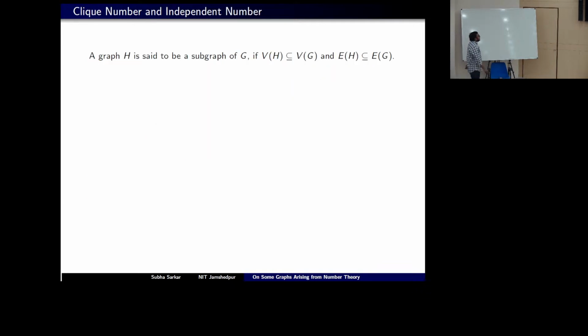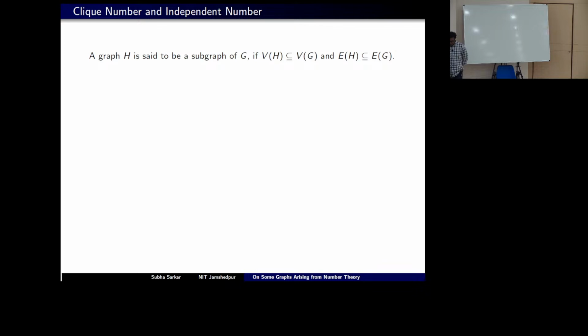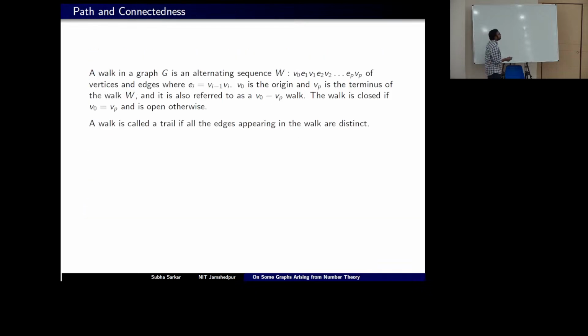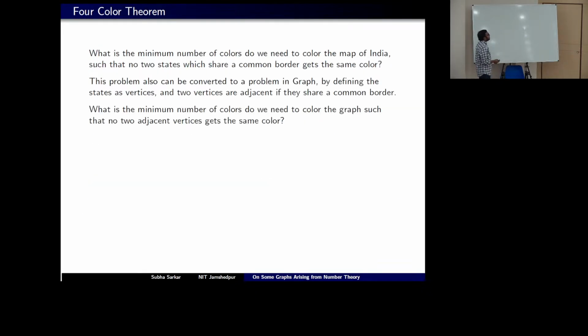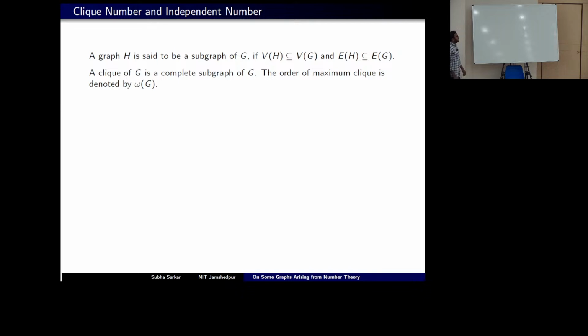Okay, now I define something called the clique number and the independence number. A graph H is said to be a subgraph of G if the vertex set of H is a subset of the vertex set of G, and the edge set of H is a subset of the edge set of G. And a clique is nothing but a complete subgraph of G, and the size of the maximum clique is denoted by omega of G. So if for some graph omega of G is equal to 4, that means it has a K4 inside that graph but not any K5. That is the meaning of maximum clique.